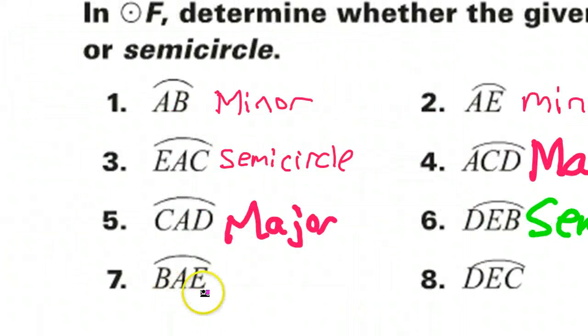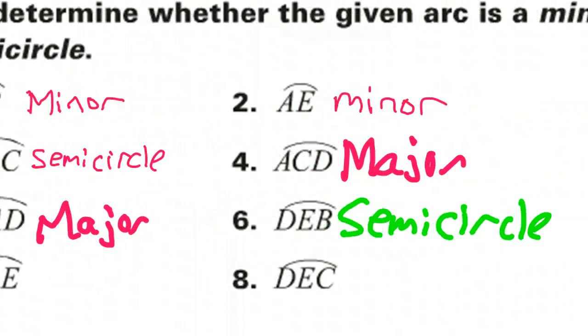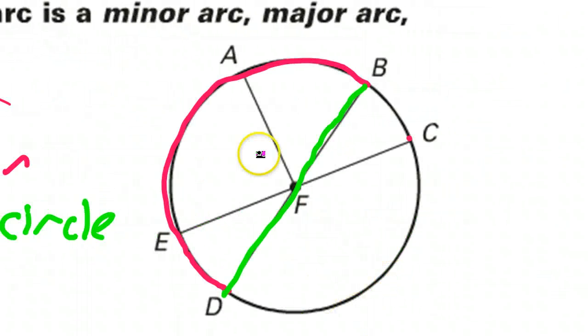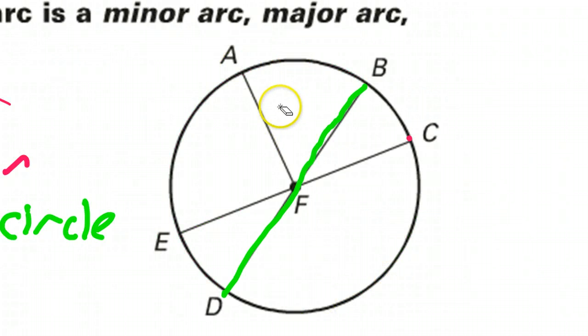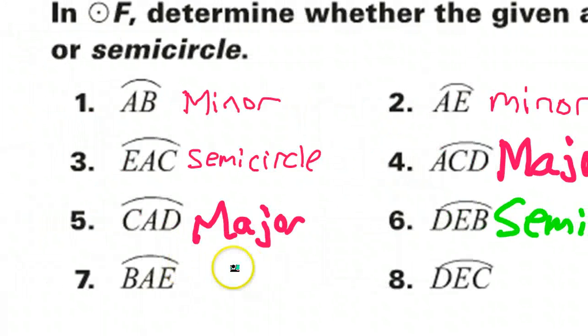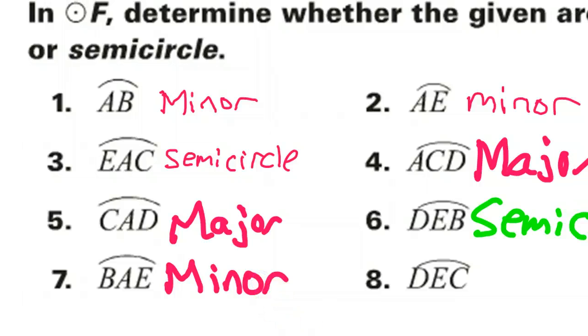Okay, what about BAE? Come get it, bae. Number 7. My motorcycle. BAE. Alright, so that means we're starting at B and going through A and ending up at E. Notice, even though it's a 3-letter designation, it is still a minor arc. It is less than 180 degrees. Come get it, bae. I'm going to have that song in my head for the rest of the night.